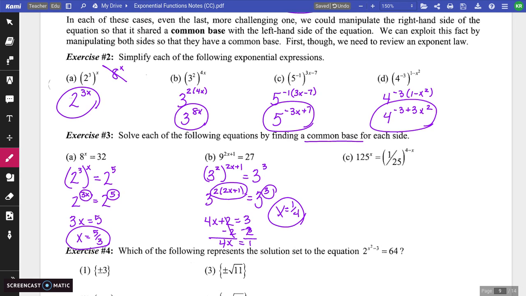Okay, one thing I didn't mention was on these equations, you can always take your solution, go back to the original, plug it in, simplify, and then you can double check that you are correct.